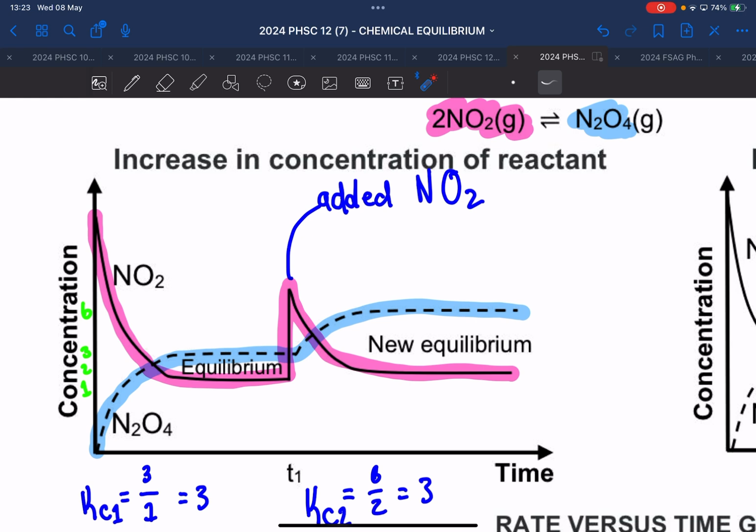Okay, so let me just draw in these lines again. Oh, this is going to go terribly.